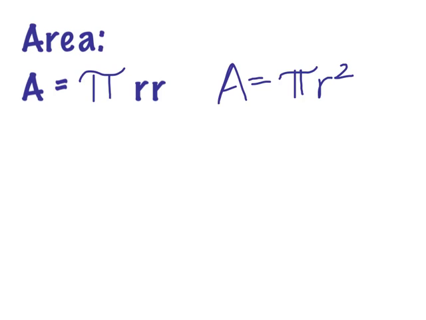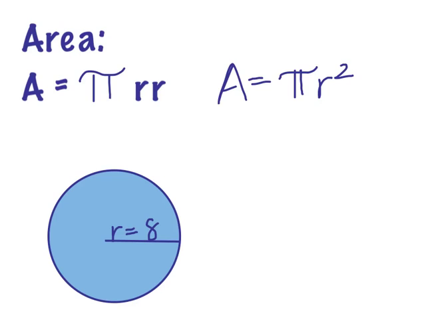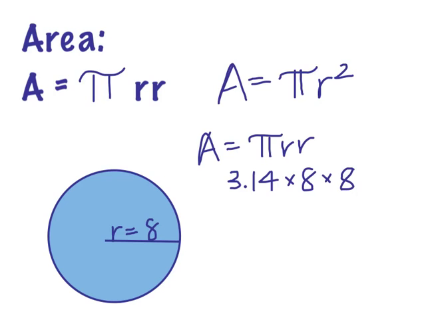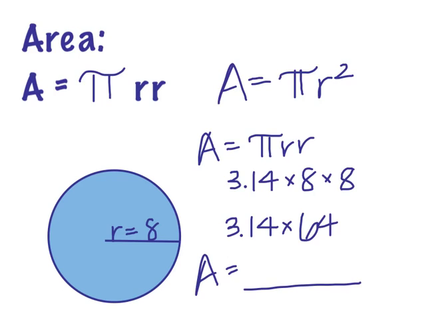Let's do an example. In this example, our radius is 8. So we start with our formula, A equals pi r squared. We use 3.14 for pi times 8 times 8. Again, you can do some mental math here. 8 times 8 we know is 64. So we are just doing 3.14 times 64. Pause to find your answer.